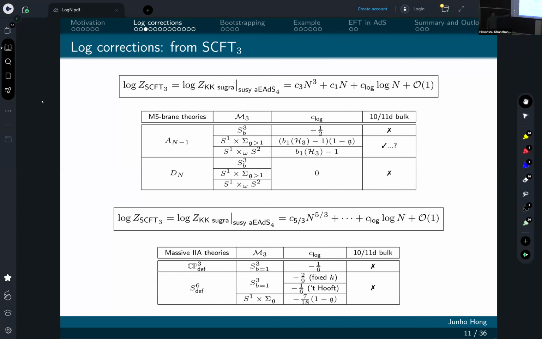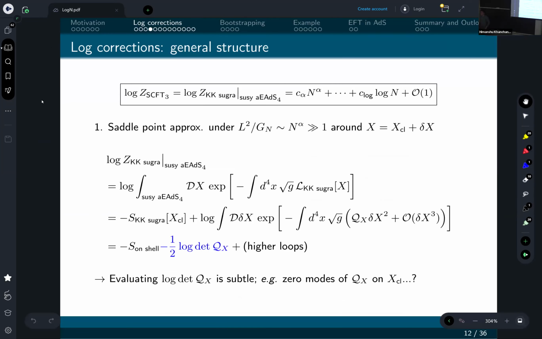And remember that these leading power law terms have different exponents depending on the types of theories. So from now on, let me call that alpha. And now let's proceed to the gravitational calculation.